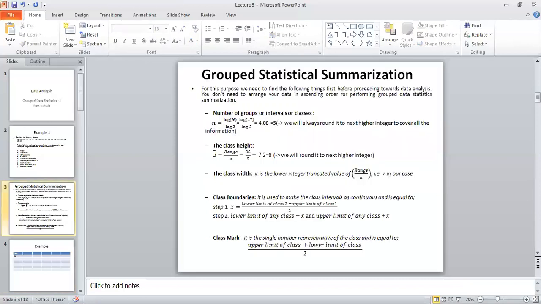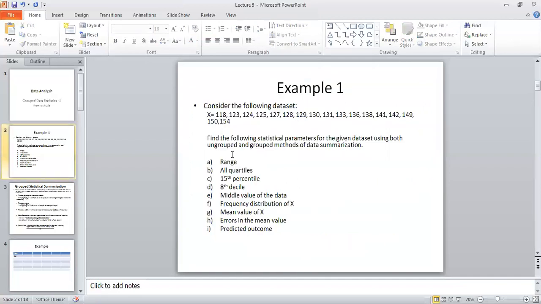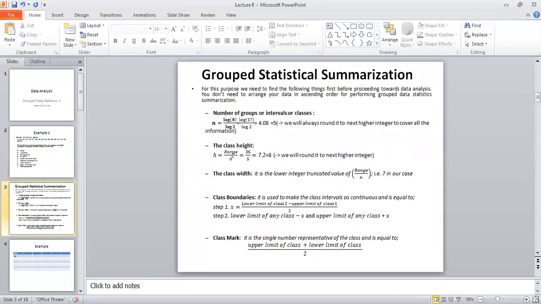Class height, indicated with a small h, is the ratio of the range in the data set divided by the total number of groups that we can have. So the range is the difference between the max and min value of the data set, and we can see from here that the maximum value in our data set is 154 and the minimum value is 118. So the difference of the two, 154 and 118, is 36. This means that 36 is the range in my data set, divided by 5 gives 7.2 as the answer. 7.2 means that 7.2 should be the vertical height.